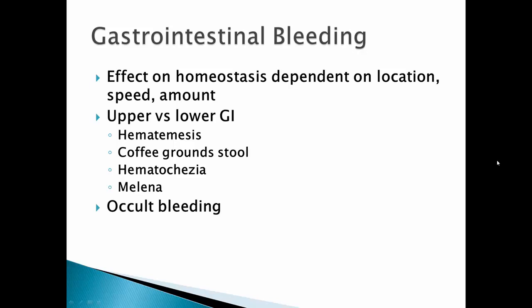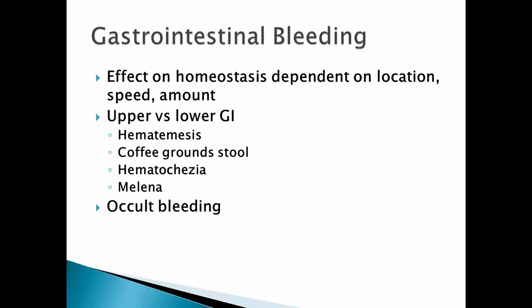Let's turn our attention now to also gastrointestinal bleeding. When we think about GI bleeding, the effect on homeostasis is going to be extremely variable. And the effect on homeostasis depends primarily on where the bleed is, the location, how fast the bleed is, and the amount of bleeding. In general, though, when you think about GI bleeding, think about it as a symptom of underlying pathology. Because what you really have to do in someone who is GI bleeding is find out why they're bleeding and where the bleed is. Now, GI bleeds can be either in the upper or in the lower GI tract.